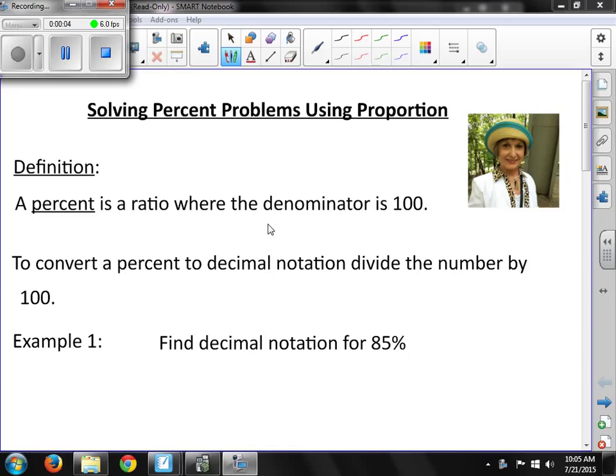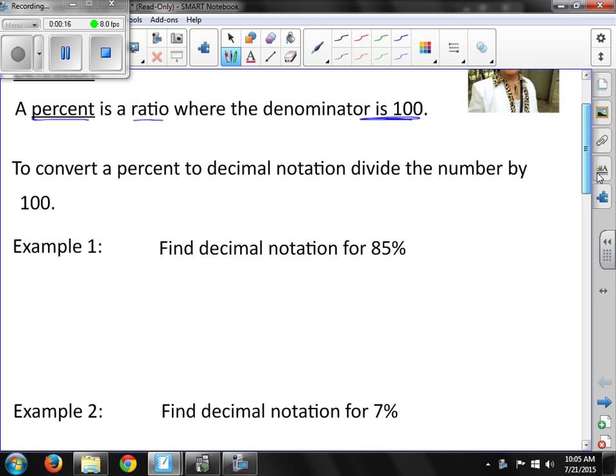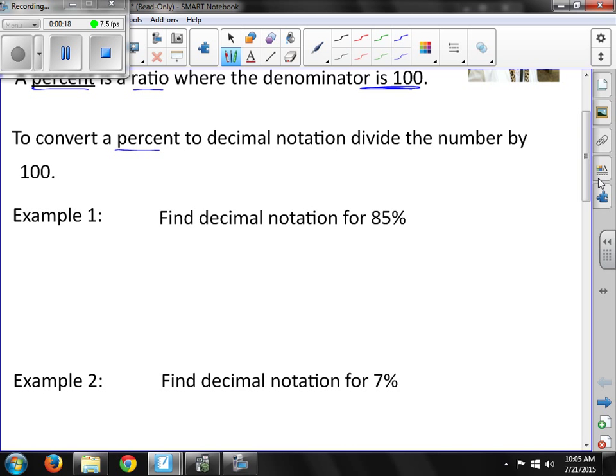Today we're going to talk about solving percent problems using proportion. First, let's start with the definition. A percent is a ratio where the denominator is 100. To convert a percent to a decimal, we're going to divide the number by 100.